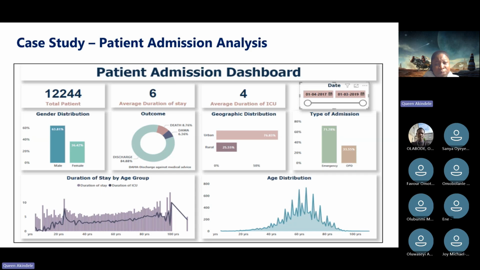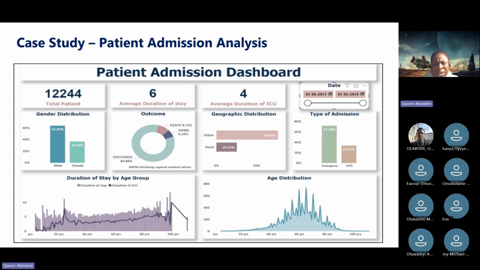Because if you put a number there, the number might just appear very high and it looks as if there's a big problem. But when you represent it in percentages, it helps them better understand the information you're trying to pass. And the same applies here for the outcome, say 8.76%. For some people, despite having a discharge rate of 84.88%, that death rate may still be high for them, and they may be looking to reduce it.